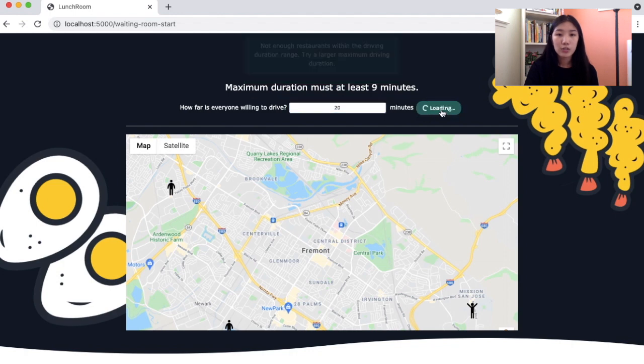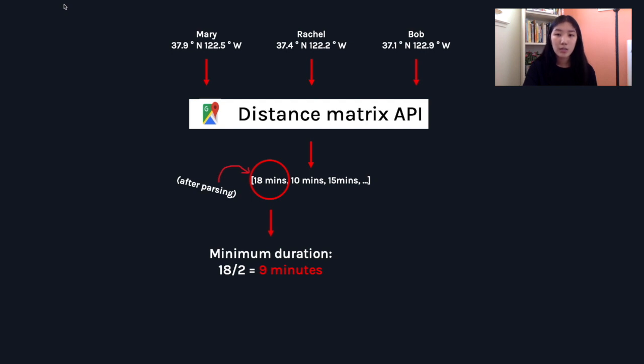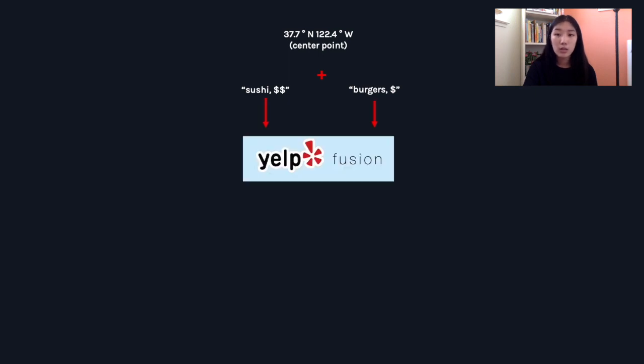The minimum duration is calculated and displayed by sending the user's geographic coordinates to the Google Maps Distance Matrix API, parsing the response, and having the maximum distance between any 2 users. On submit, the center point of all users is determined using some geometry, and then this center point is sent to the Yelp Fusion API with each food preference input. The API response includes a list of restaurants sorted by best match.